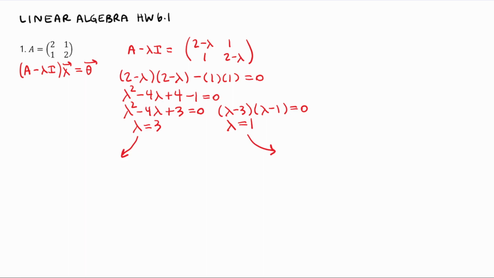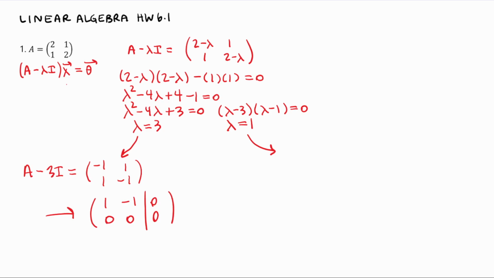Now we'll need to find the eigenvectors. So A minus lambda I, in this case, is A minus 3I, which is 2 minus 3, 1, 1, and 2 minus 3. If I row reduce this to find the null space of this matrix, because that's what I'm looking for to find these x's, I'll get 1, negative 1, 0, 0. If I'm trying to find the null space, this says x1 minus x2 equals 0, so x1 equals x2.